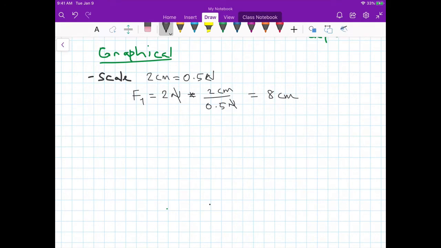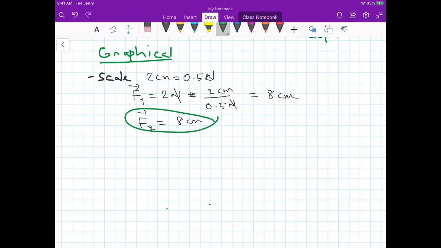This is my scale. If you think 8 centimeter is too big, you may go with 1 centimeter equals 0.5 Newton. Likewise, force 1 on a graph paper is going to be 8 centimeter, and force 2 is also 8 centimeter.